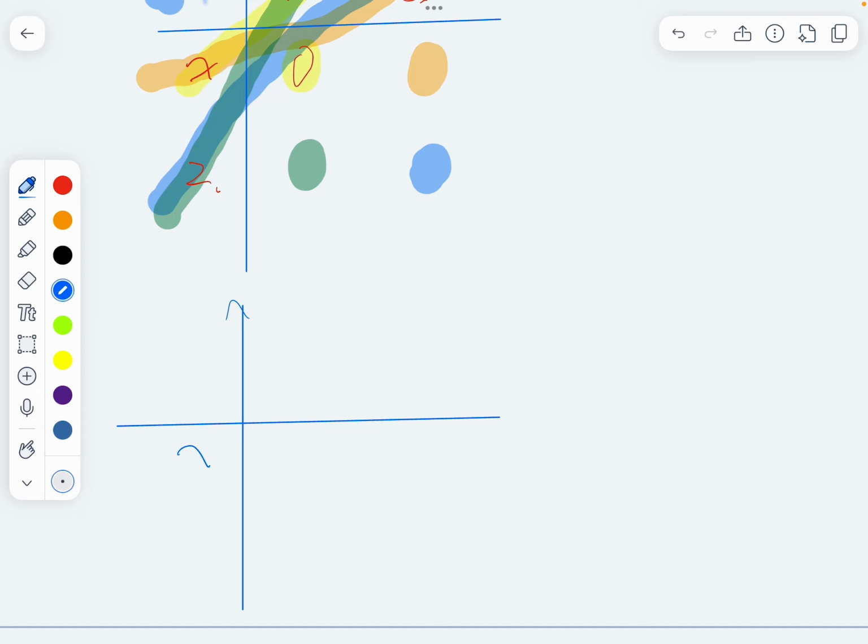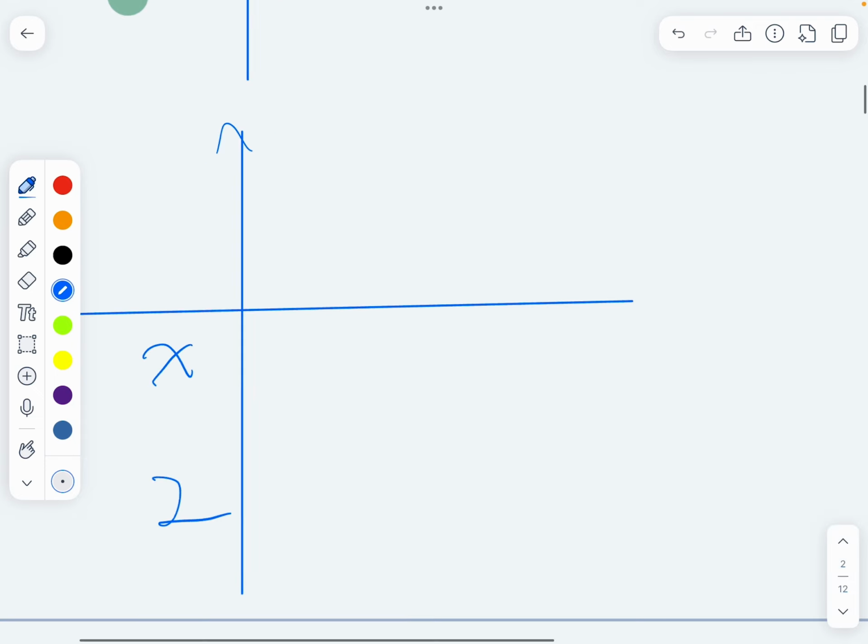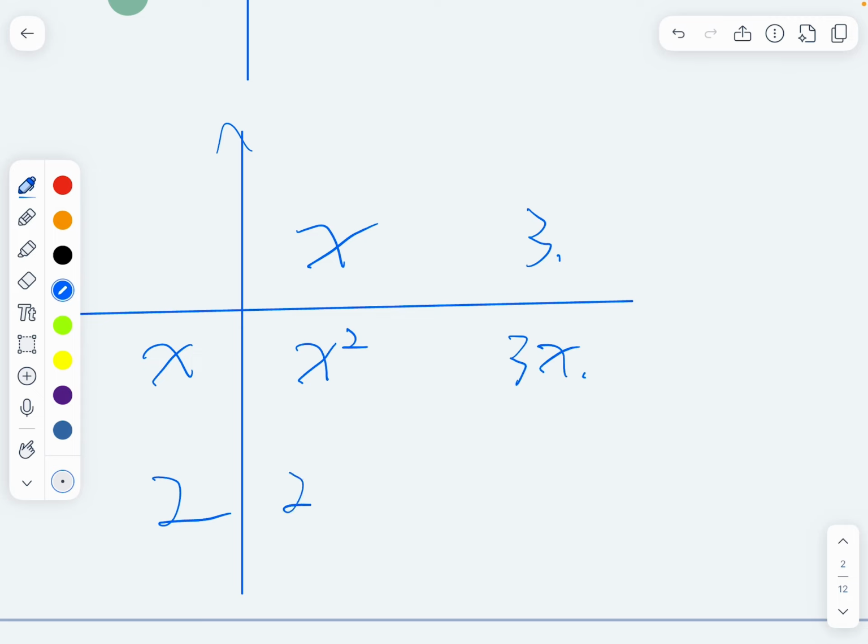So this is x, this is 2, and this one is x and 3. This one is x squared because of x times x. This position is 3x. This one is 2x. The last one is 6.